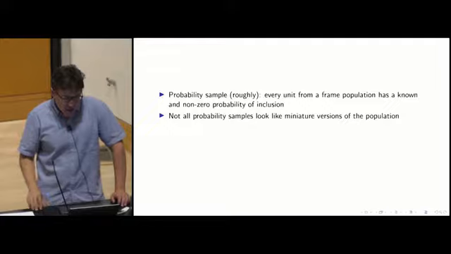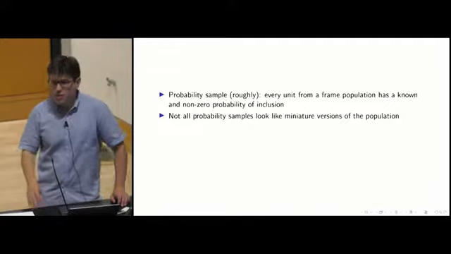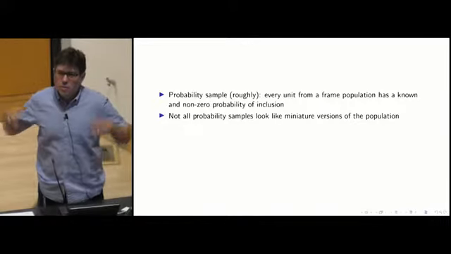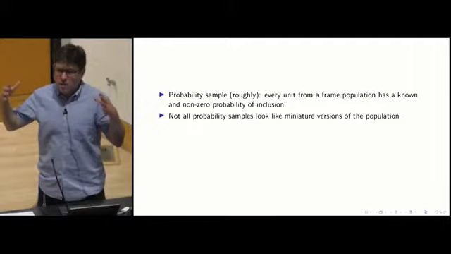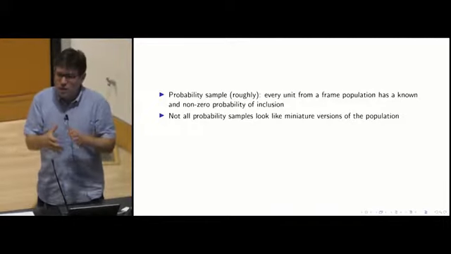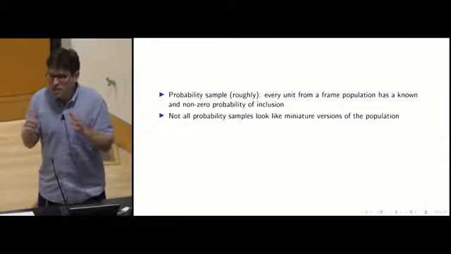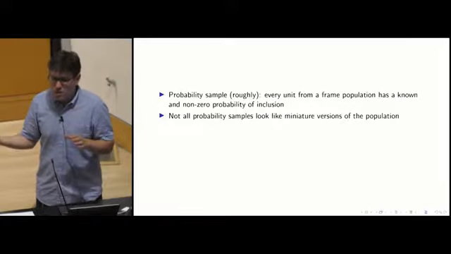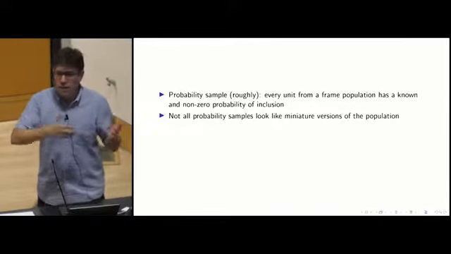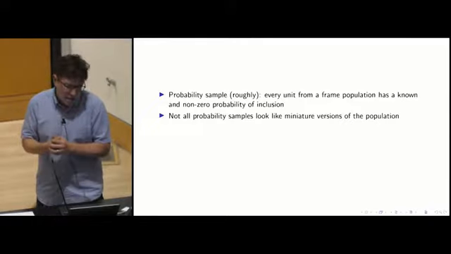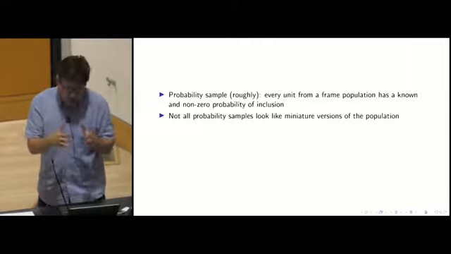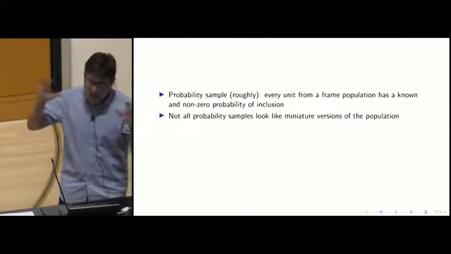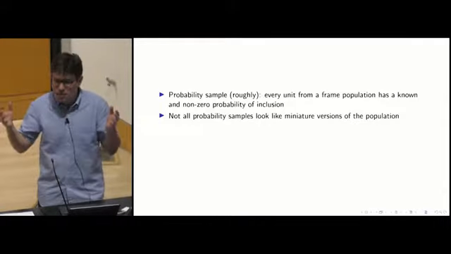The second thing is that not all probability samples look like miniature versions of a population. This actually came up in the questions last time about oversampling. When people say they want a representative sample, I think they often think they want the sample to look like a mini population. And that's not necessarily what you want. Most real complicated, expensive surveys do not have that. They have oversampling, they have other kinds of things to make them more efficient, to make the estimates more precise or to make the cost lower. And so I want to get this out of people's heads that the sample needs to look like the population.